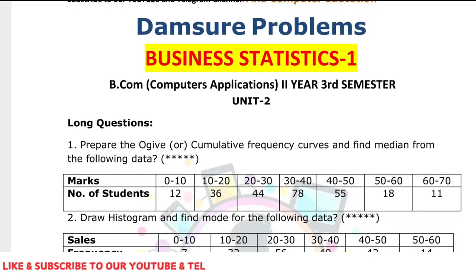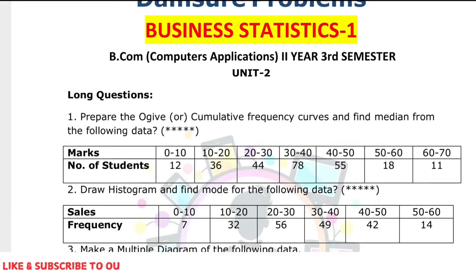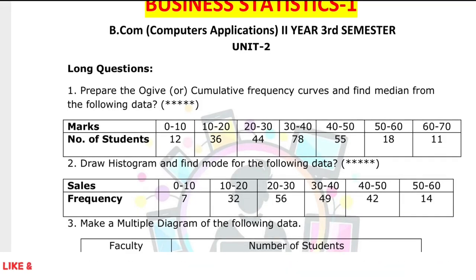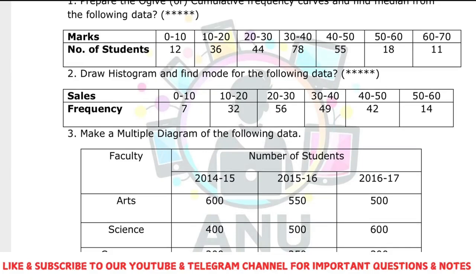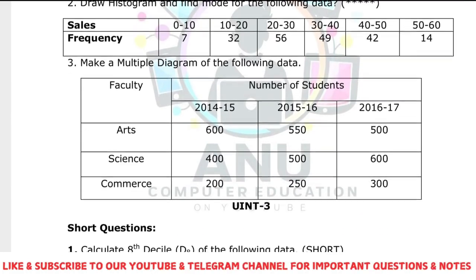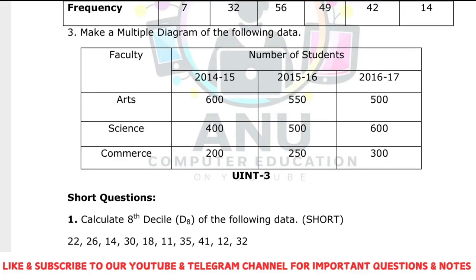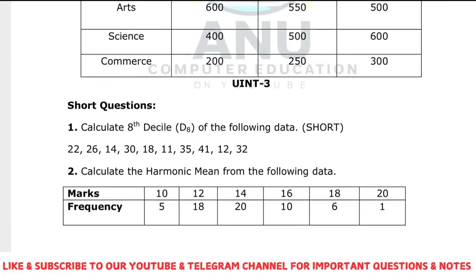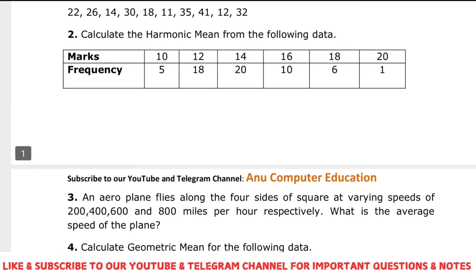So the first one is Ogive curve and histogram. So these are very important problems, and multiple bar diagram. At least the first two problems you have to practice, Ogive curve and histogram, okay, and multiple bar diagram. So it is one of the very important. So when it comes to unit number 3, calculate the decile problem, okay, and a harmonic problem, discrete series, as well as one theoretical question is given. So practice these questions, it is more than enough.